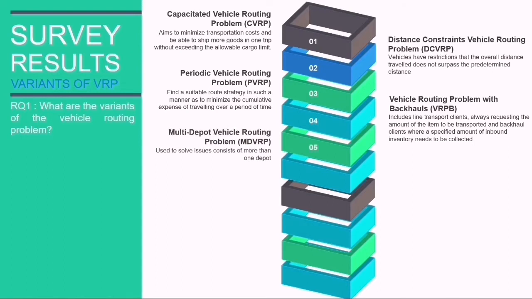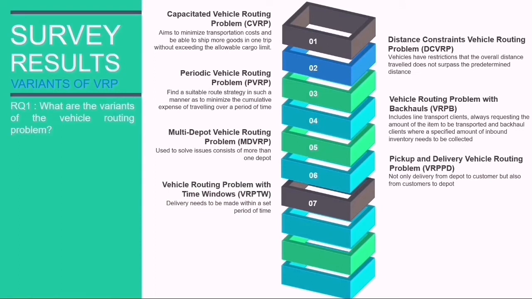Multi-depot vehicle routing problem is used to solve issues consisting of more than one depot. The next one is the pickup and delivery vehicle routing problem. These variants consider not only delivery from depot to customer, but also from customer to depot.